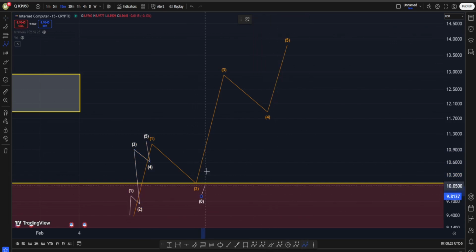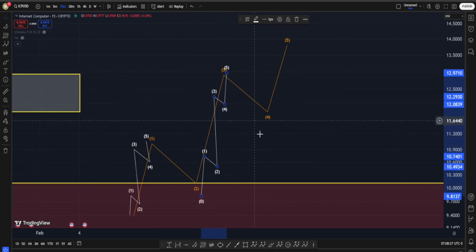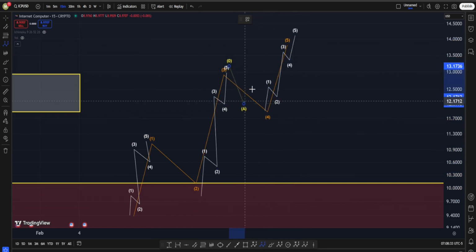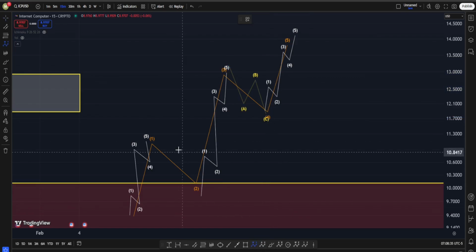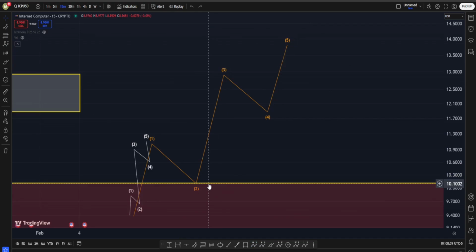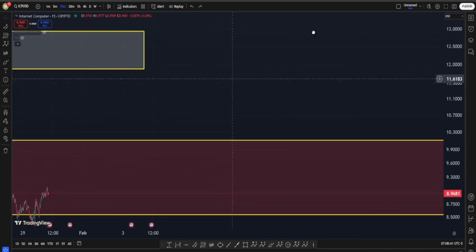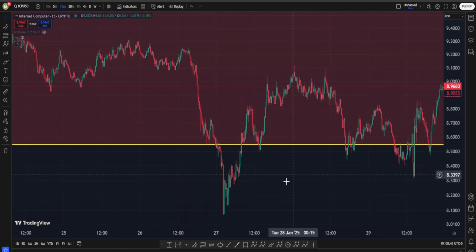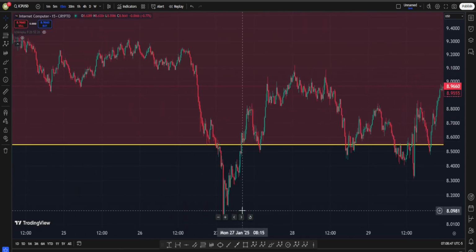5 up into wave 1, 3, and 5, okay. And for our corrections, we can have different scenarios, let's say, ABC into wave 4 and a WXY into wave 2, something like this. Now let's go on the live chart and see what is going on in the very short term, starting from the lowest low down here, about, let's say, $8.